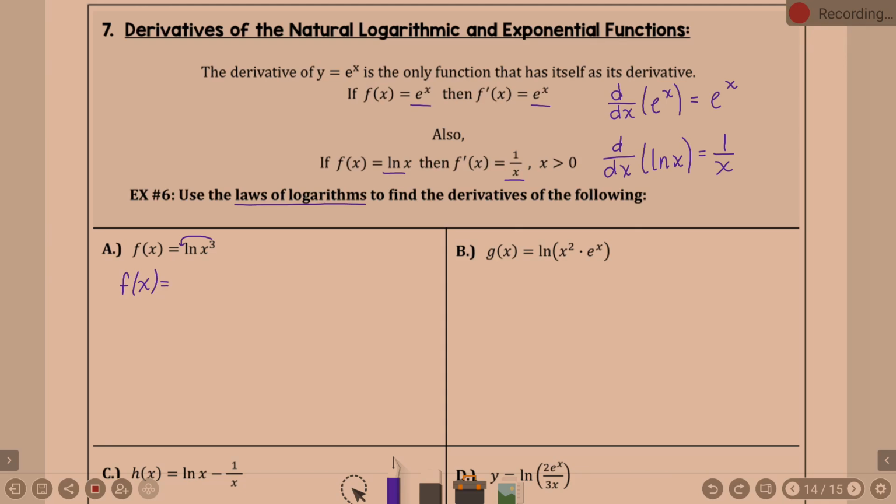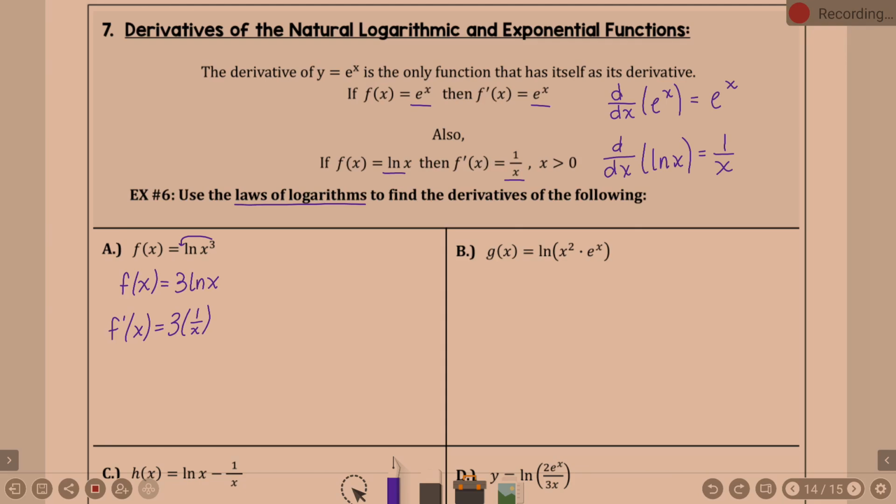So one way to take this derivative is to take the 3 and move it out front and rewrite this as 3 natural log of x. Now you can take the derivative. What is the derivative of natural log of x? 1 over x. And then what's out front of this? 3. So it's 3 times 1 over x.